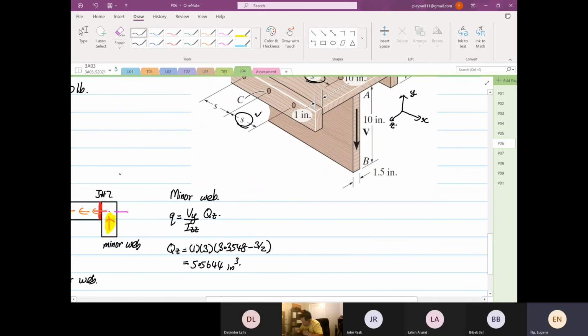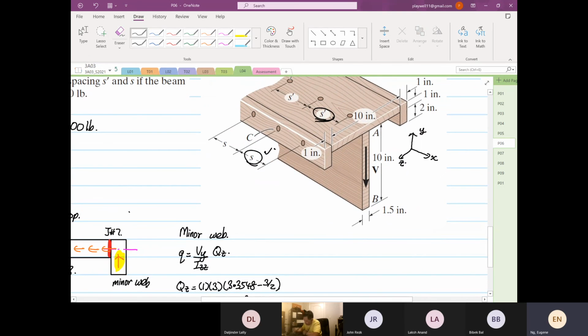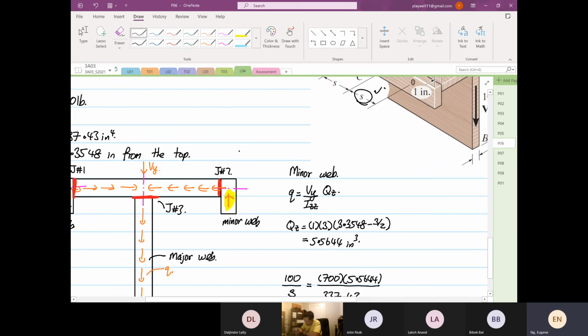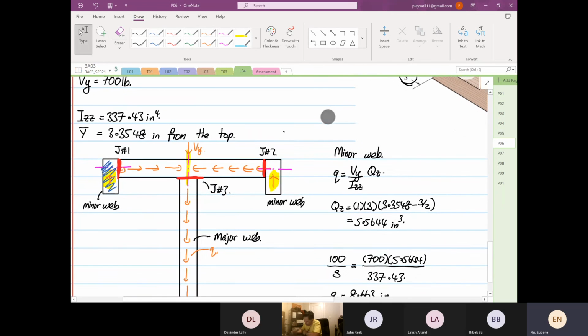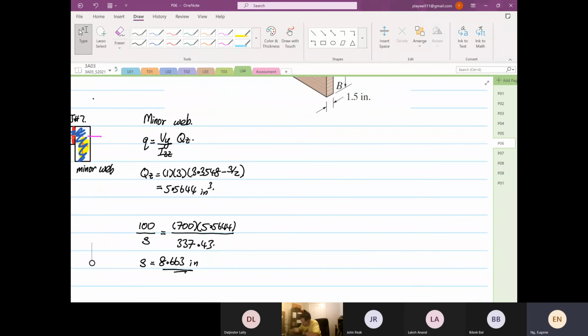So we have found our horizontal nail. The vertical nail, which is your X prime, is over here. This is the vertical nail, I'm highlighting in yellow. The area that we have to consider now is this entire area, including the minor web. So now we have to consider the major web. No, I won't call it the major web. I call it the vertical nail spacing.